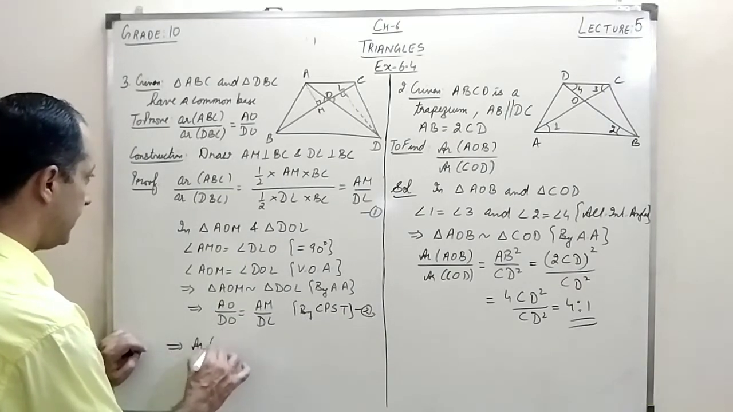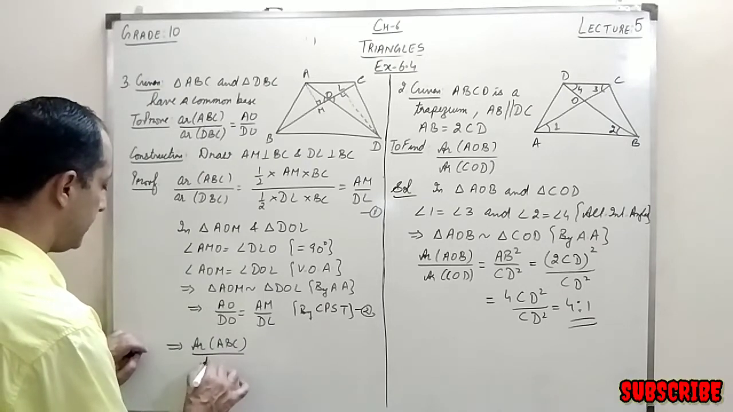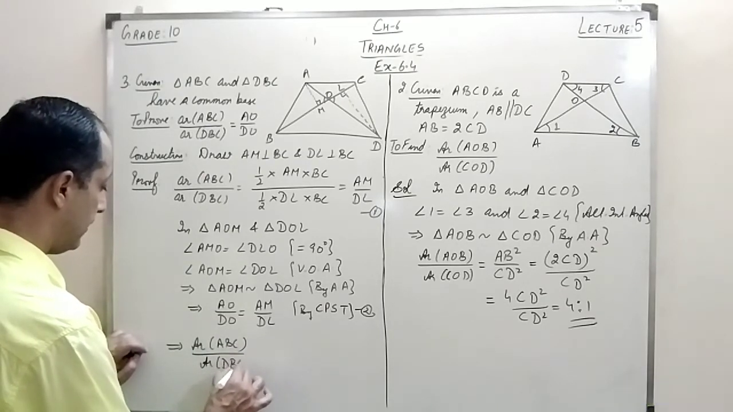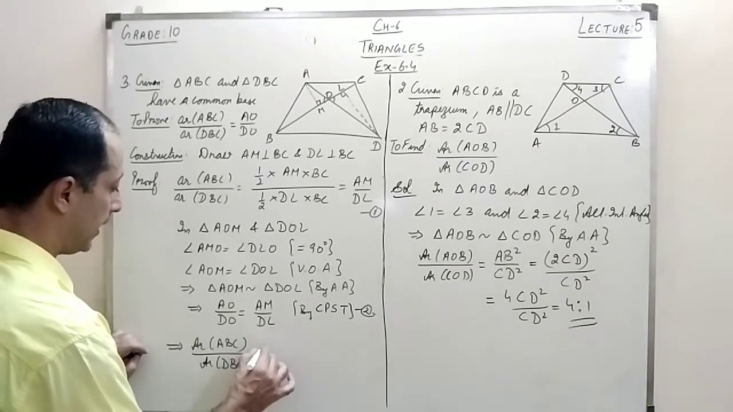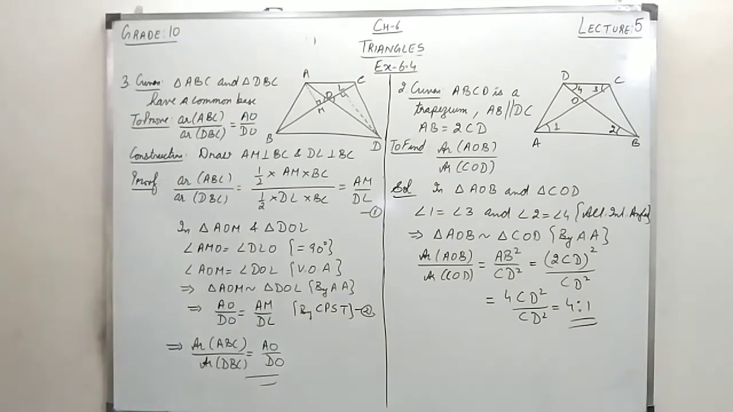So using this 1 and 2, what we can say, area of ABC upon area of DBC is equal to AO by DO. So I get the desired result by this. Now let's see the next question of this exercise.